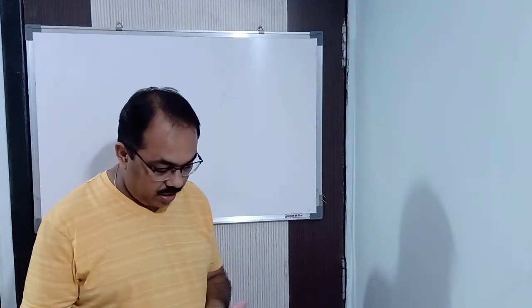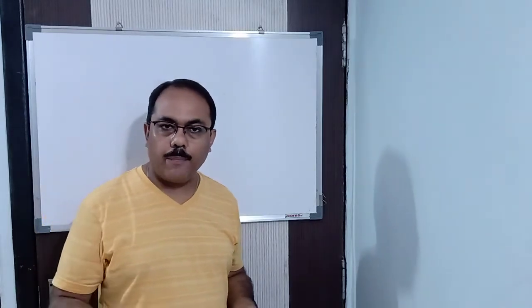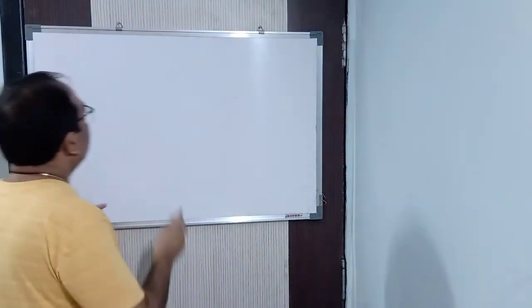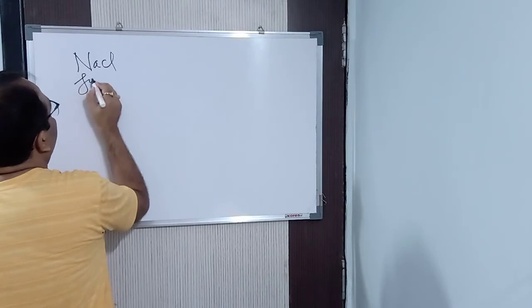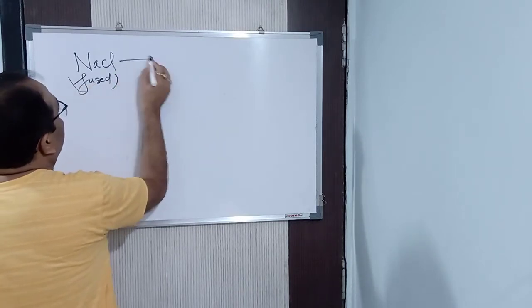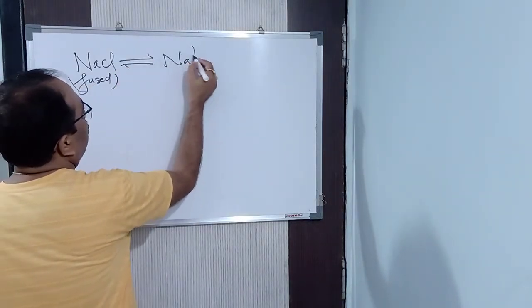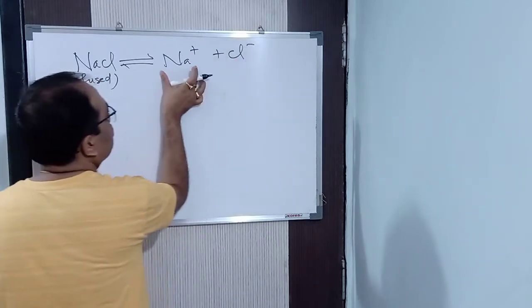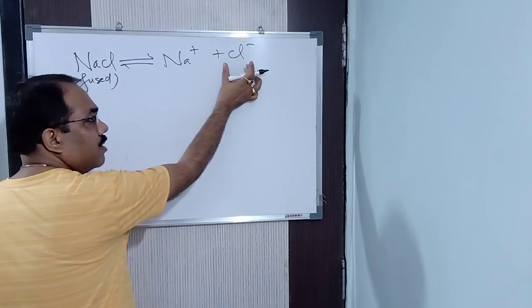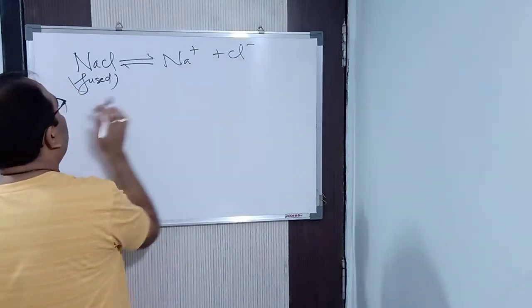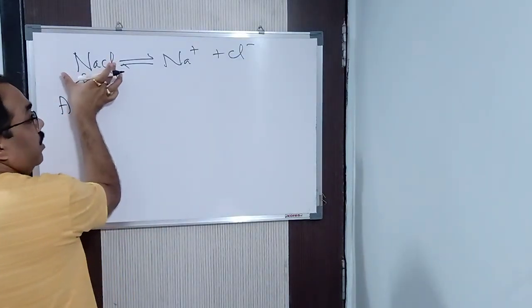Let me write an electrolytic reaction and explain what happens at the cathode and anode. Okay. Let us take fused sodium chloride, fused or molten sodium chloride. It dissociates to give Na+ and Cl-. See, this is your cation and this is your anion. Cation is positively charged and anion is negatively charged. Now, this is your electrolyte, a strong electrolyte.